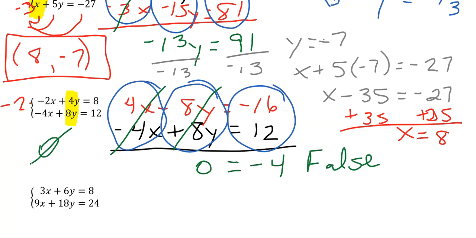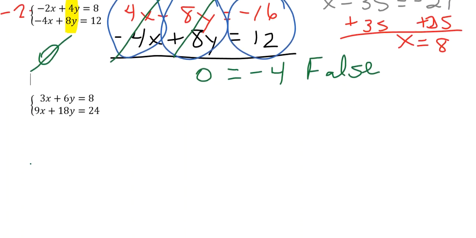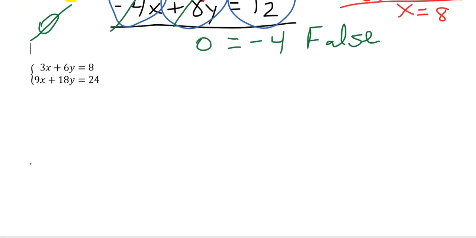So if you get a number equaling another number, so they're not the same number, that's a false statement, and you will get no solution. Okay, let's check this one out.